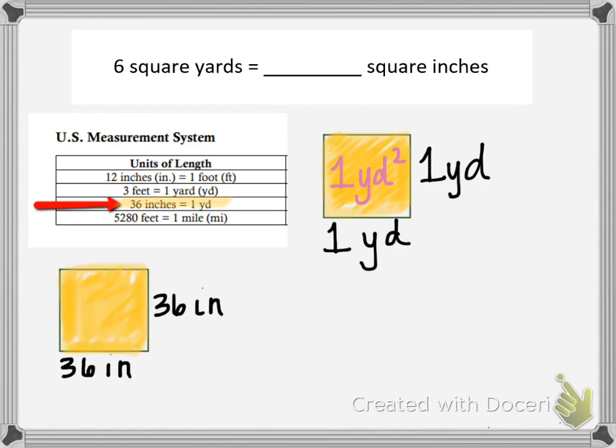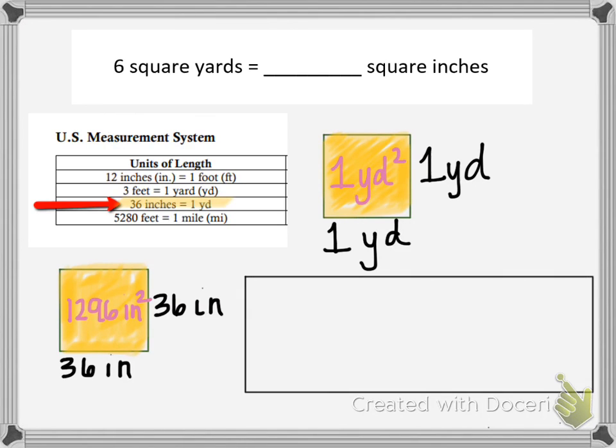So if I want to find the area of that square, I'm going to multiply 36 by 36. And I get 1,296 square inches. So these two squares are identical. They have the exact same area. 1 square yard is equivalent to 1,296 square inches.